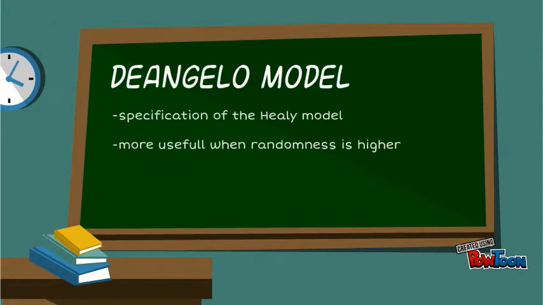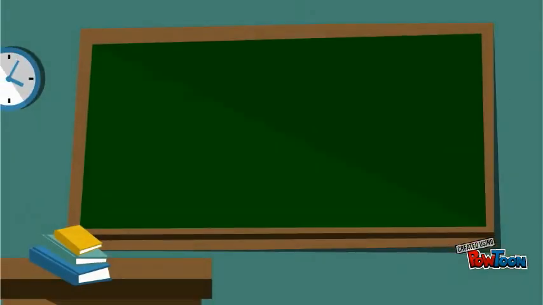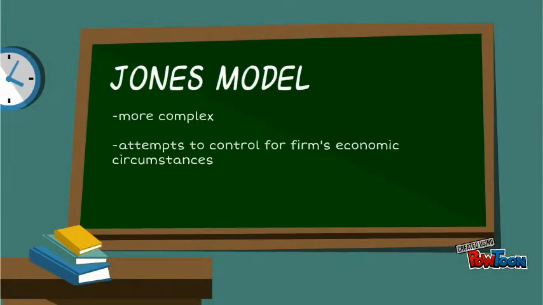The D'Angelo model can be seen as a specification of the Healy model because it uses the same basic outline but is restricted to the previous year's observation. The D'Angelo model is more useful when non-discretionary accruals follow a random walk instead of a constant one. The Jones model is a more complex model because it attempts to control for the effect of changes in a firm's economic circumstances.